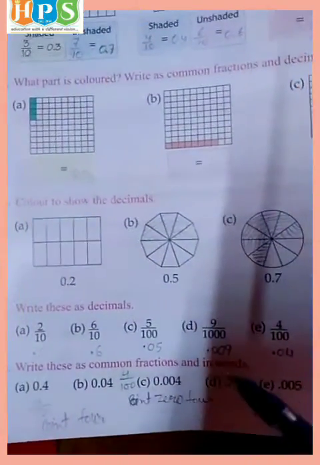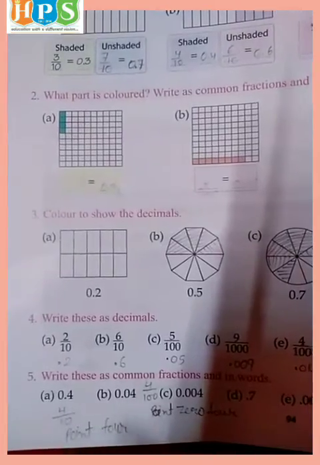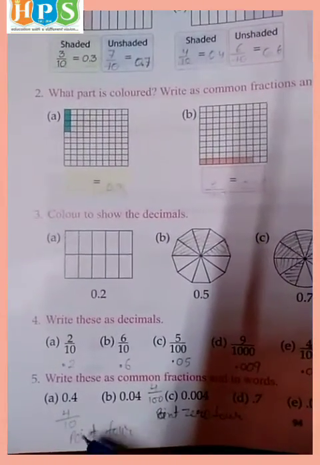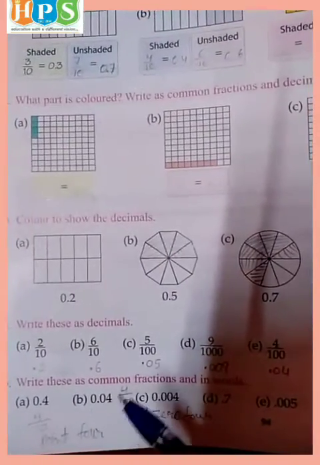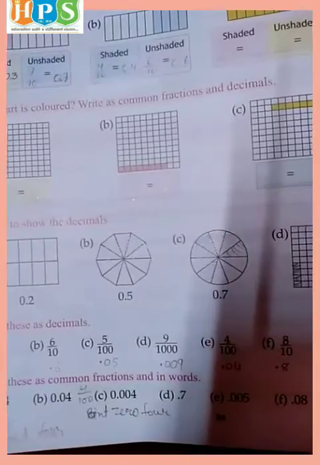Write this as common fractions and in word. 0.4, 4 upon 10, and in word 0.4. 0.04, 4 upon 100, 0.04. Turn the page.